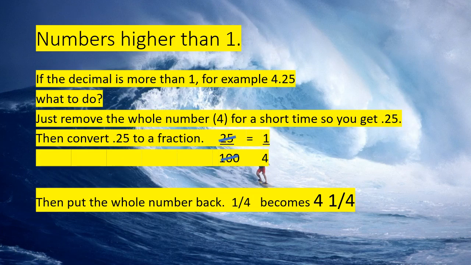Now let's look at numbers higher than 1. If a decimal is more than 1, for example 4.25, what do you do? Just remove the whole number, 4, for a short time, so you get 0.25. Then convert 0.25 to a fraction. It becomes 25 by 100, and then we simplify that to 1 by 4. Then we put the whole number back. 1 by 4 becomes 4 and 1 by 4, and that is the answer.